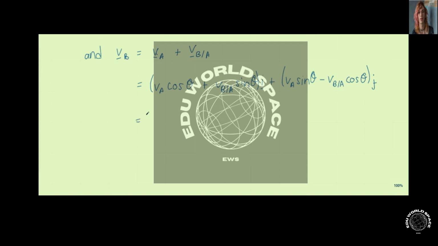And hence, if we solve for vB in terms of the i and j components, we can then write the resultant vB as equal to 1.813 meters per second, and satellite B, the sub-satellite, moves off at an angle of 43.8 degrees to the negative x-axis.